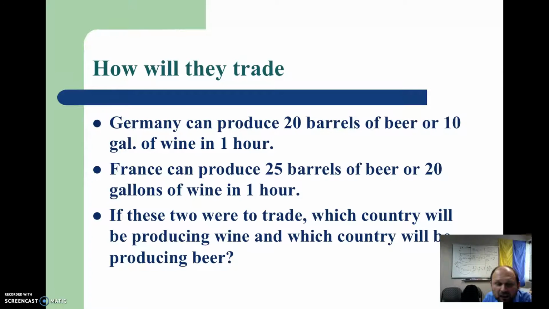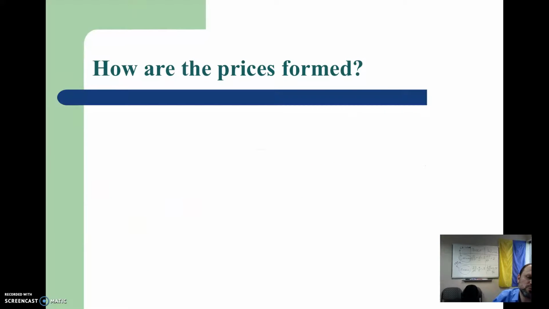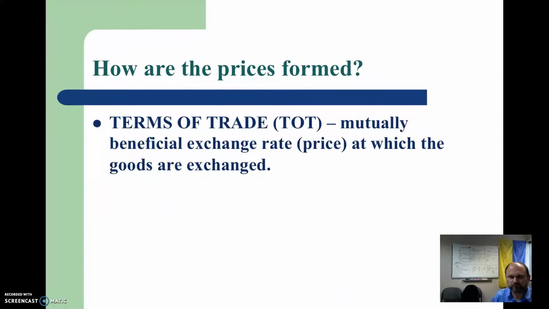Since we're not really dealing with dollars, we usually don't call it price at this point. We call it the mutually beneficial terms of trade. That's basically an exchange rate at which the goods are traded between the two parties. And it has to be mutually beneficial, so that's why we need to work it out. And I often tell my students, think about this, guys.